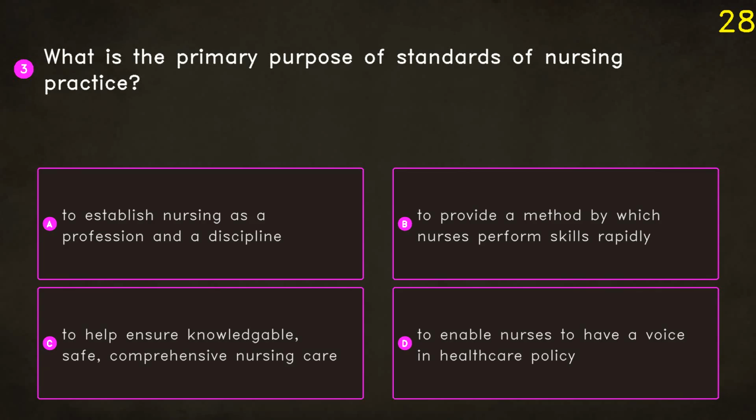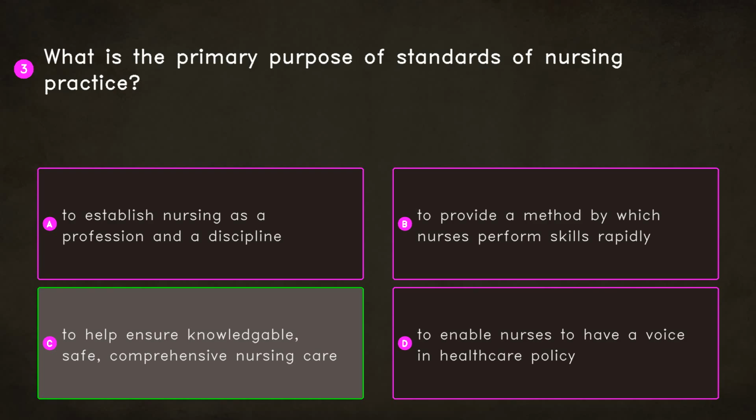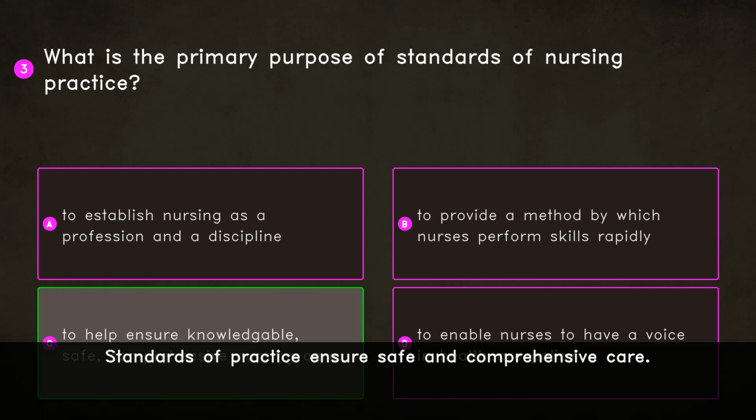Question 3. What is the primary purpose of standards of nursing practice? A. To establish nursing as a profession and a discipline. B. To provide a method by which nurses perform skills rapidly. C. To help ensure knowledgeable, safe, comprehensive nursing care. D. To enable nurses to have a voice in healthcare policy. The correct answer is to help ensure knowledgeable, safe, comprehensive nursing care. Standards of practice ensure safe and comprehensive care.